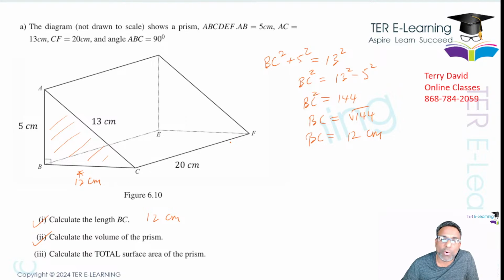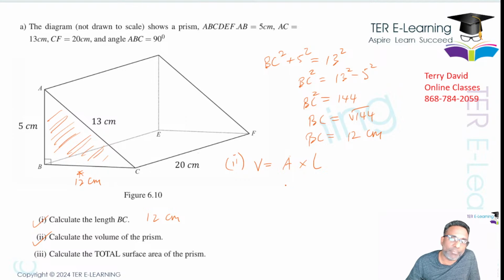Right? Now, whenever you have a prism, the volume, so this part 2, the volume is equal to the base area or the cross-sectional area, multiplied by the length of the prism. Now, this is a triangle, right? This cross-sectional area is a triangle. So the area of that triangle, so it's A by L. That's how we work out the volume of a prism.